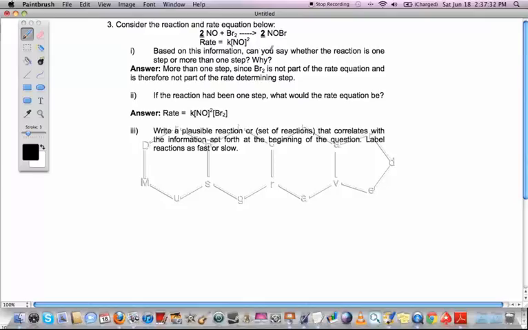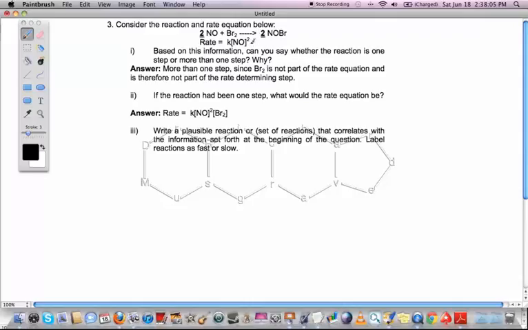The first one is, based on this information, can you say whether the reaction is one step or more than one step and why? Now, as I alluded to in the introduction section, when you've got a rate equation, the rate equation is what's going to tell you what's going on in the slow step. And we talked about that earlier. And the slow step is just going to involve NO. Actually, it's going to involve two NOs, NO plus NO, and that's the rate equation there. We'll get to that in a minute. But as you can see, the Br2 is nowhere involved in the slow step.